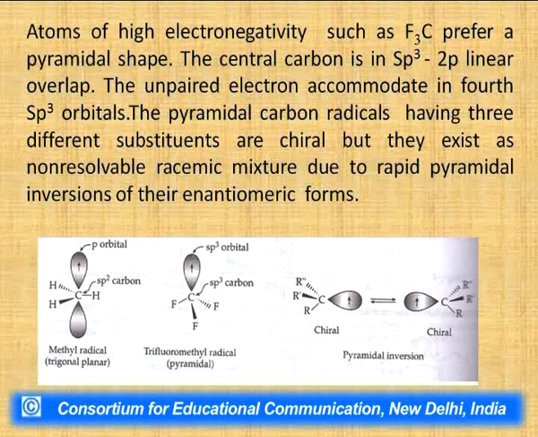The pyramidal carbon radicals having 3 different substituents are chiral, but they exist as non-resolvable racemic mixtures due to rapid pyramidal inversion of their enantiomeric forms. Non-resolvable means we cannot define whether it is dextro or levo. Racemic mixture means both kinds of enantiomers are there, dextro as well as levo.